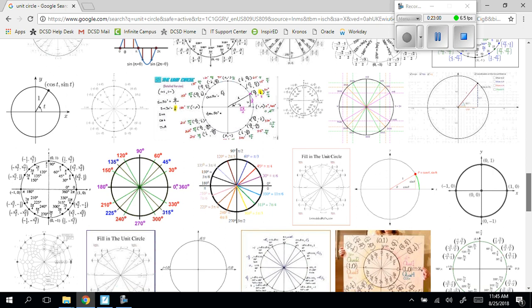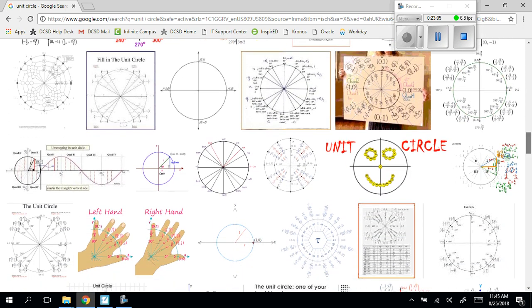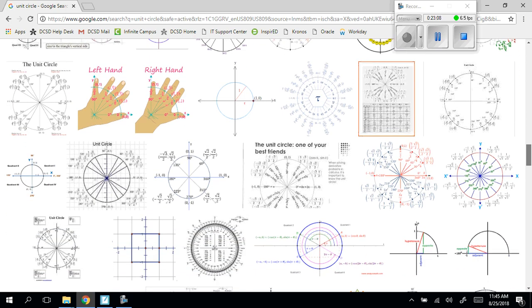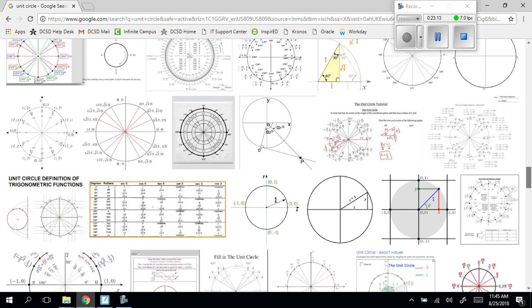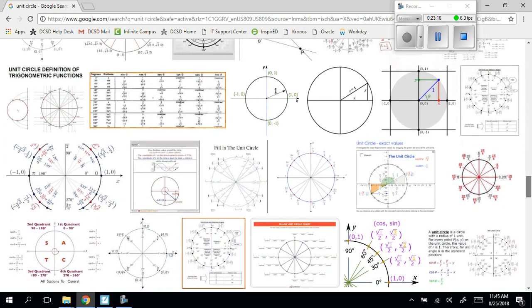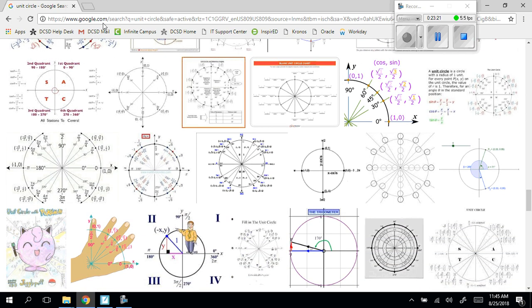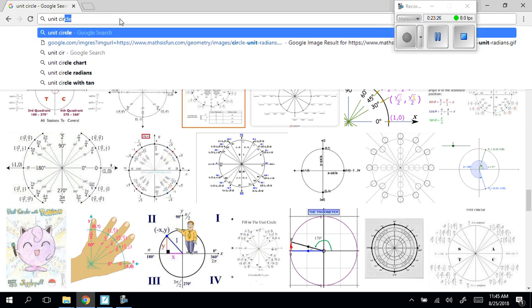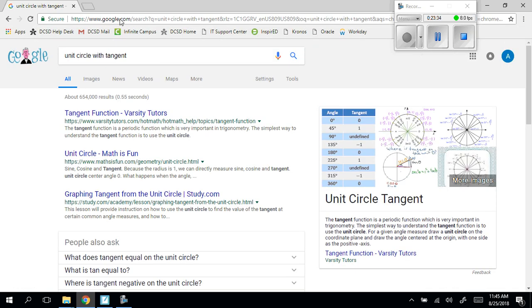Moving along here. We'll find one. I struggled the other day. I teach this class at Highlands Ranch High School, and it took me a little while. Actually, kids were helping me. Tell you what, I think what we did is we actually searched farther. So we went unit circle with tangent. Images.